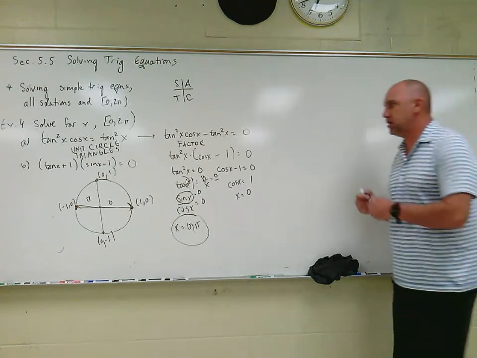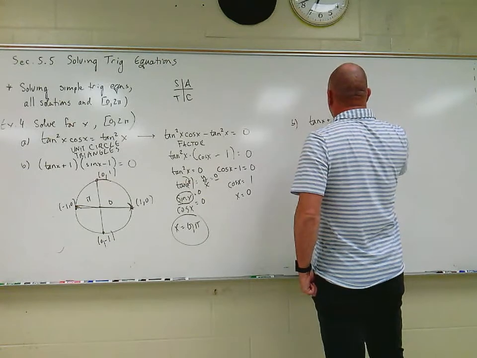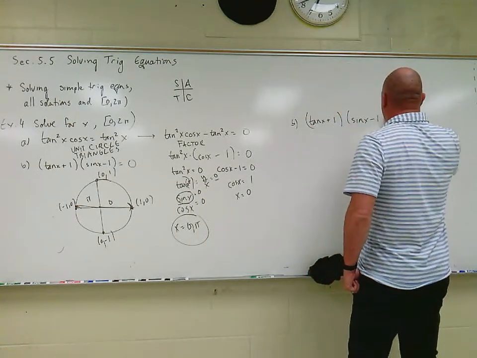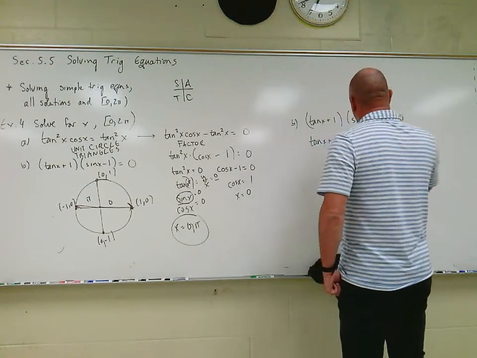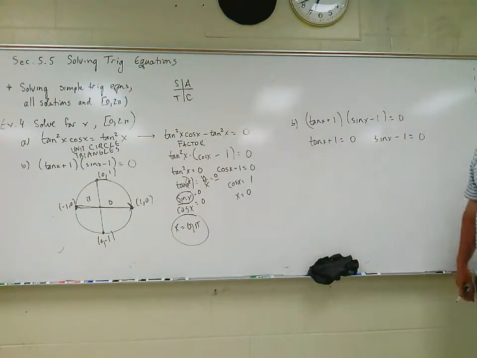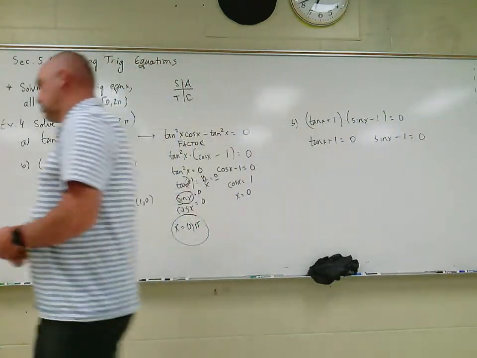You're doing part B: tangent x plus 1 times sine x minus 1 is 0. It's already factored, so I know I can say tan x plus 1 is 0, and I'm going to say sine x minus 1 is 0. I'm going to solve each of those and get all my answers. You put your answers in what? Radians. All right.